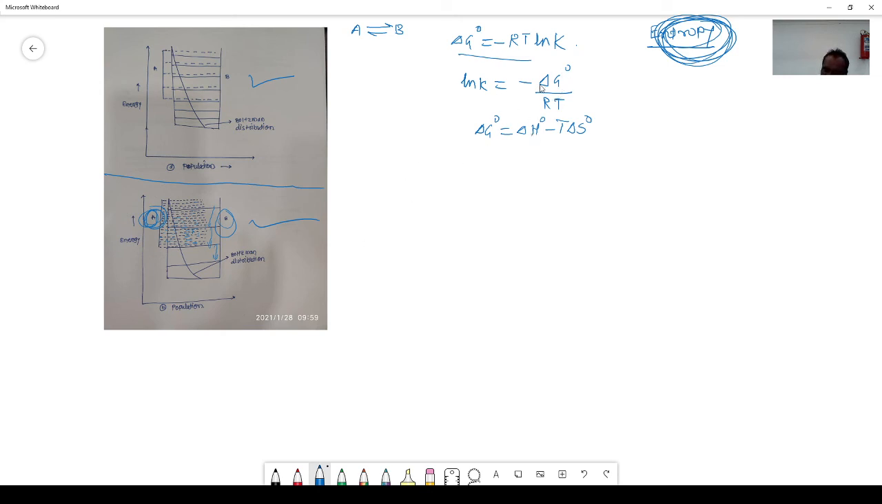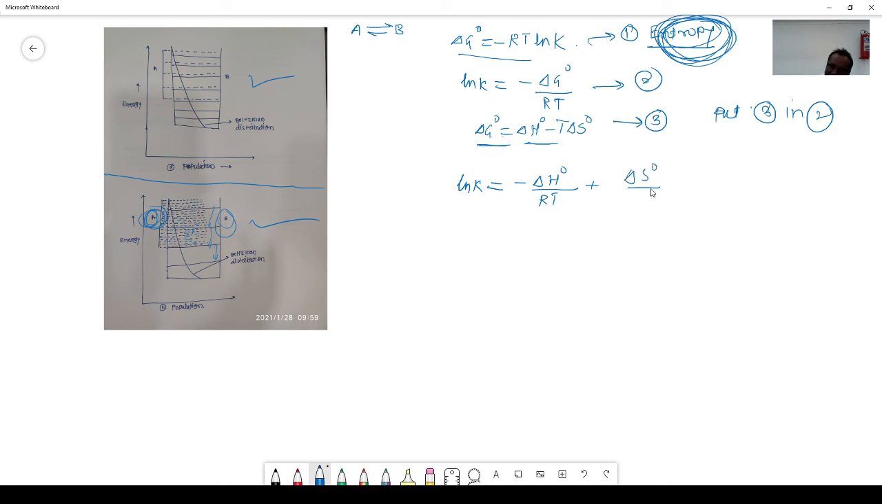If I substitute this delta G0, suppose this is equation number 2 and this is equation number 1 and this is equation number 3. If I put equation 3 in 2, instead of delta G0 I will write delta H0 minus T delta S0. There is the negative sign. That comes out to be ln K is equal to minus delta H0 divided by RT plus delta S0 divided by R.